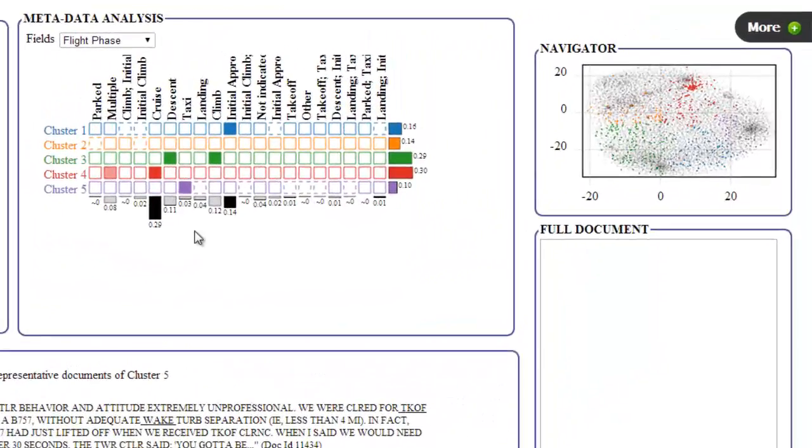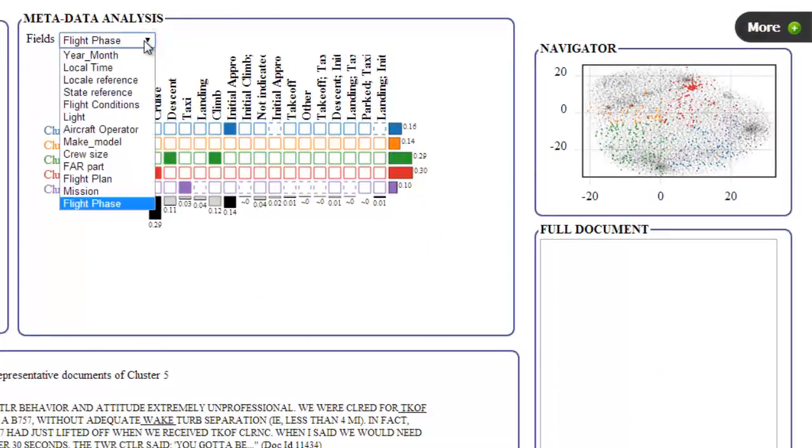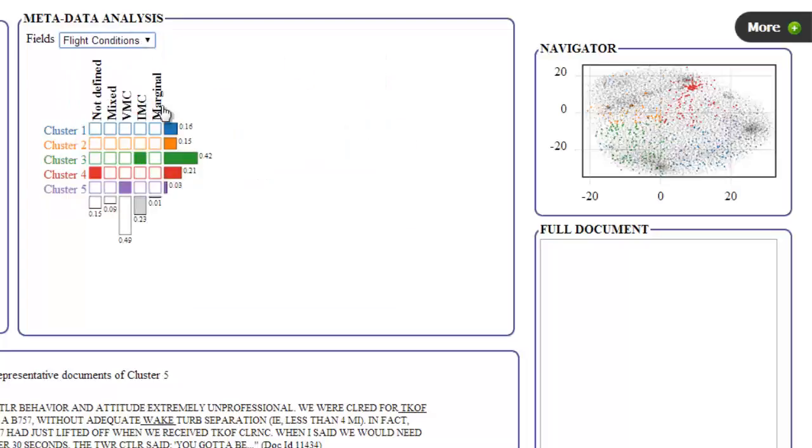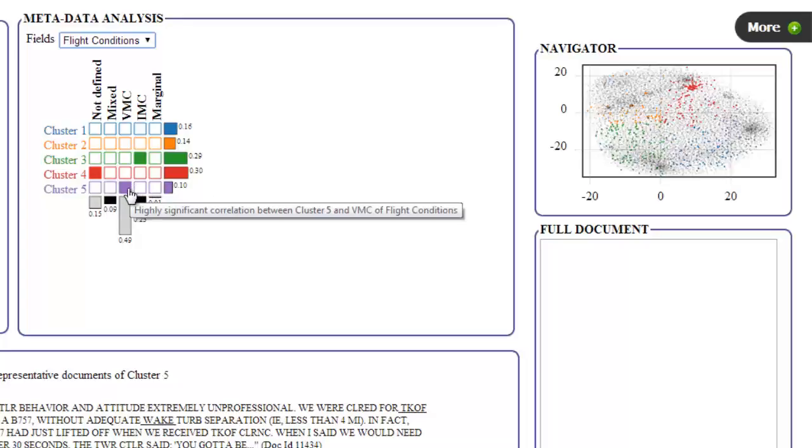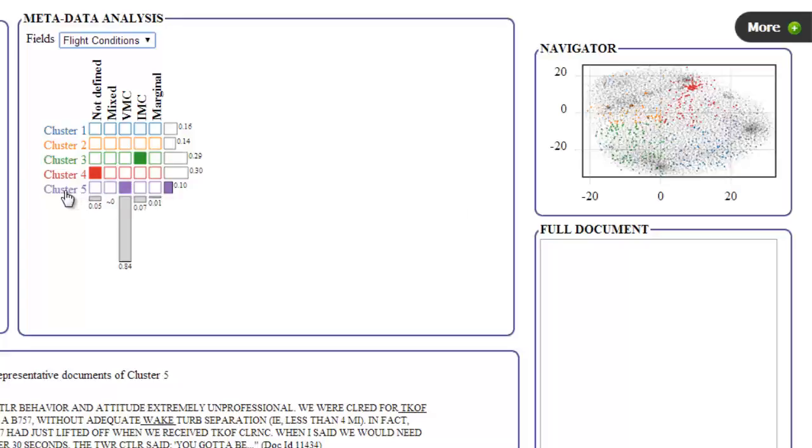Switching the metadata to flight conditions, we can note two interesting insights. First, VMC, which stands for Visual Meteorological Conditions, and refers to when the pilot has good visibility because there is good weather, seems to be correlated with cluster 5, which is the one about wake turbulence. This is because this type of turbulence happens in clear air. This is in the absence of clouds.